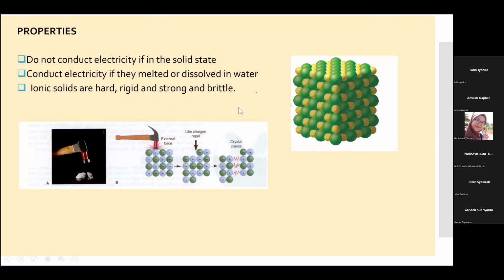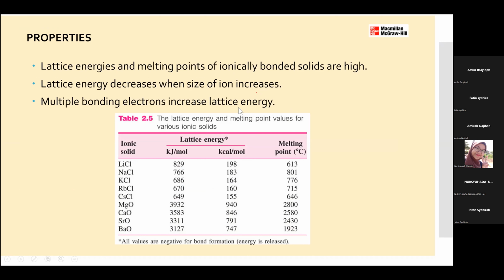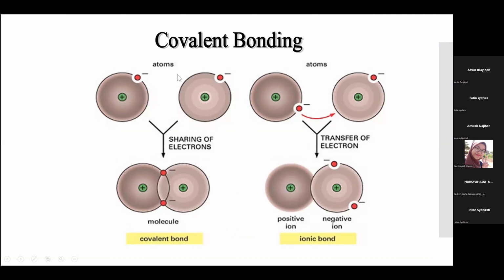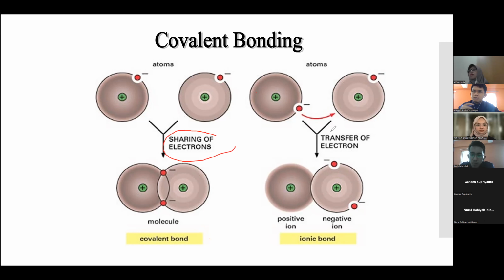Okay, now we talk about covalent bonding. Here we can see the covalent bond and ionic bond. We compare covalent bond and ionic bond. Covalent bond is about the sharing of electrons, but ionic bond is about the transfer of electrons. In ionic bond, a positive ion says, I give you electron, and the negative ion says, okay, I accept your electron. This is the ionic bond.